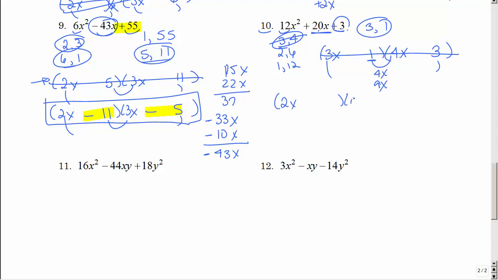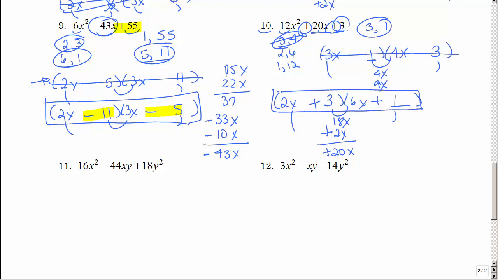So let's try the 2 and the 6. And again, where can the 3 not go? It can't go with the 6. So if it works, it's got to go this way. That's 18x. That's 2x. And if I add those, I get positive 20x. All of those are positives. That's my answer. 2x plus 3 times 6x plus 1.